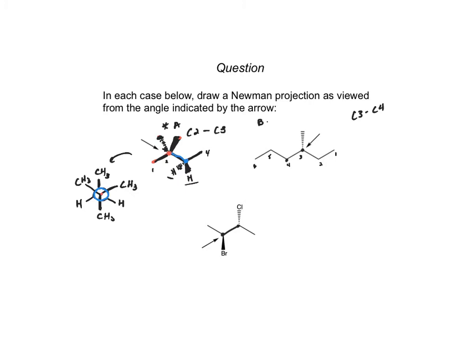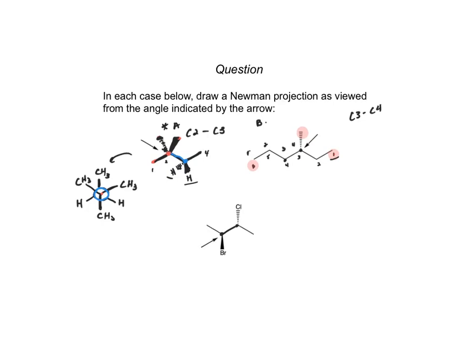And again, maybe some of you are wondering, why did I start numbering 1 over here at this position as opposed to over here? Remember, when we number, we want to give the first substituent the lowest number possible. If I had started numbering over here, that would have given 1, 2, 3, 4. 3 is lower than 4, so we're going to start numbering over here. That's why I started numbering on the right instead of the left.